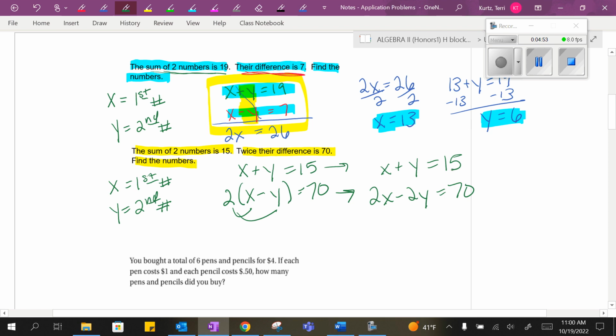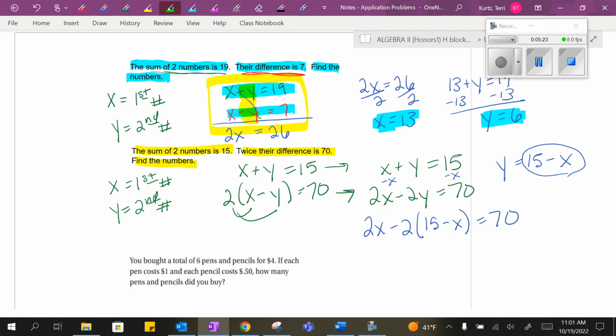Okay. So now I could do elimination on this one, or I could do substitution. I'm just going to go ahead and do substitution to show you guys that you don't always have to do elimination. So I'm going to get my x over here, and I'm going to say y equals 15 minus x. So now I have y equal to this expression. And I'm going to substitute that into this next equation where I see a y.